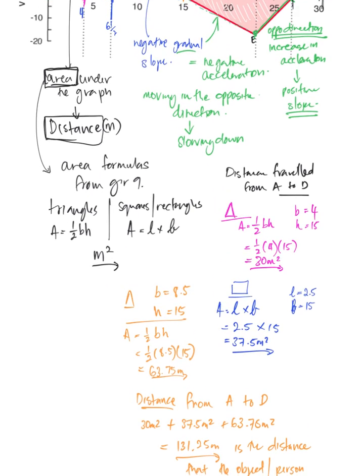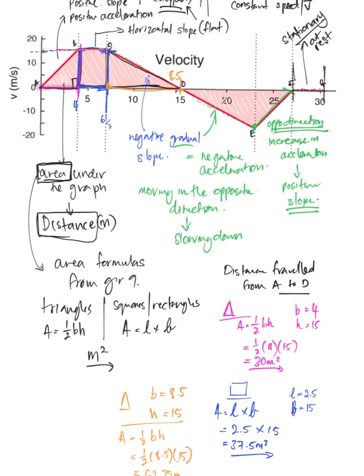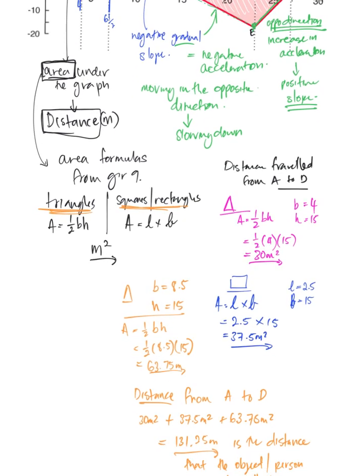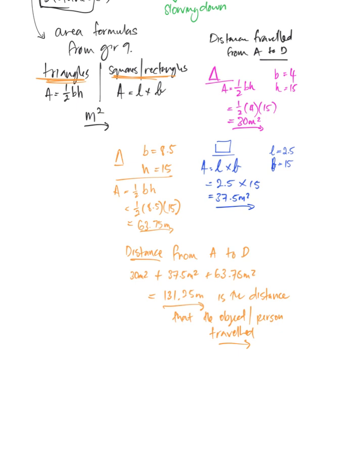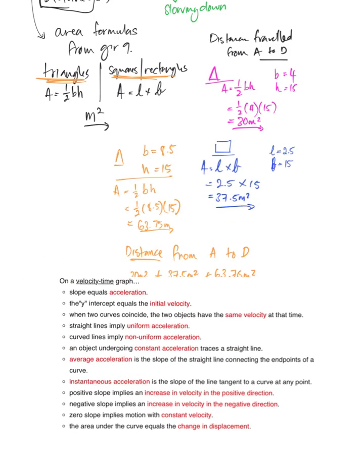So how you break it up is you need to look at area formulas for triangles and area formulas for squares and rectangles. Then the last part over there is a little bit of a summary of everything that has to do with your velocity time graph. Please make sure that you get this into your books. It's all the notes that are related to what we are up to right now. I'm just going to go through it with you.